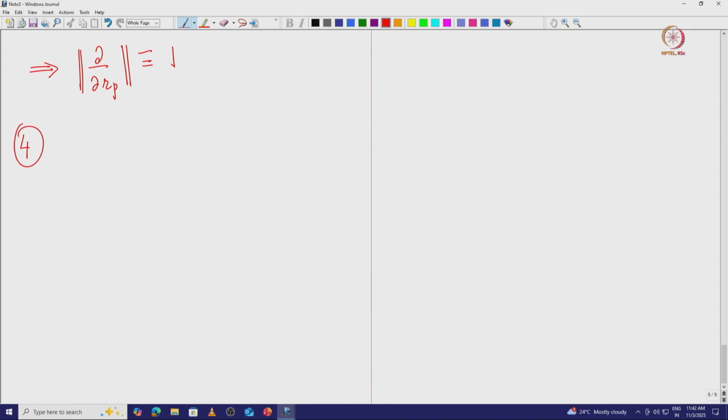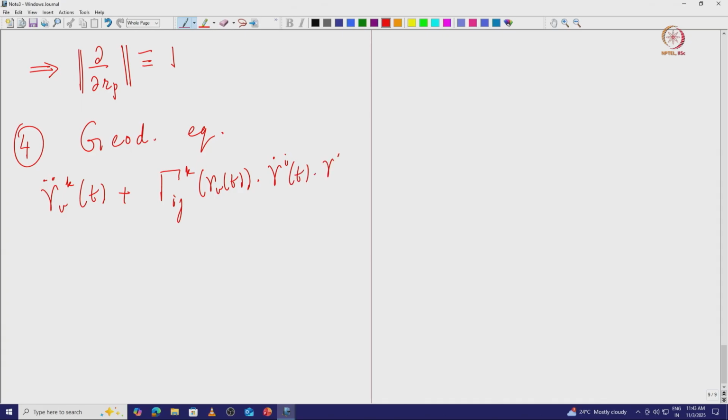Alright, and the final thing about the Christoffel symbols, we just look at the geodesic equation. So by the geodesic equation, gamma v double dot of the kth component plus gamma ijk of gamma v of t times gamma i dot times gamma j dot, that is 0. But now your gamma v in these local coordinates is given by this linear path, right. So the second derivatives are all 0. So these are all 0.